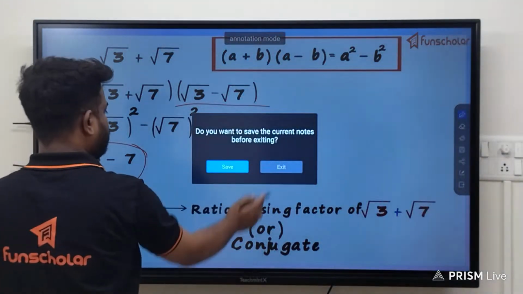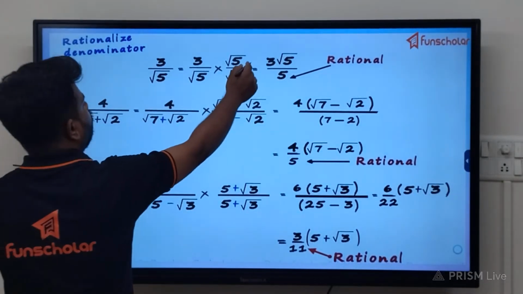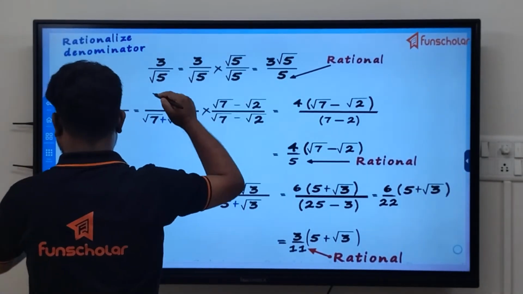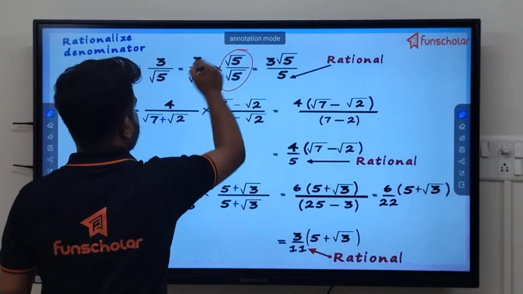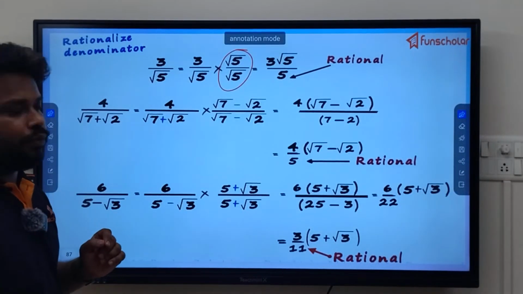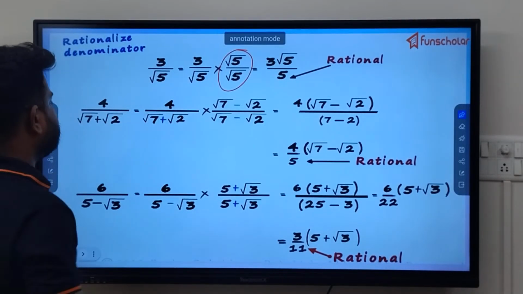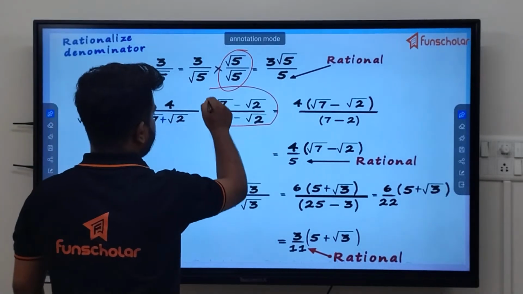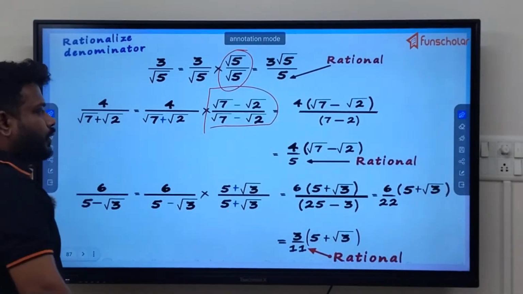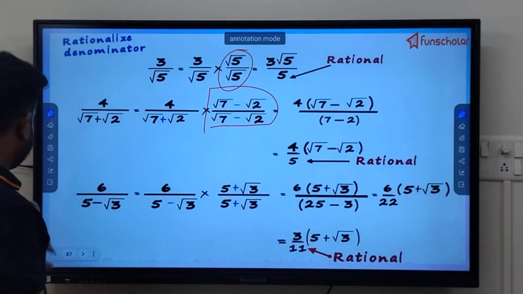Okay, the next one. For rationalizing the denominator, the conjugate of the denominator will get multiplied in both upper and lower positions, so the denominator will be a rational number, just as we have discussed. These all will be like this. This is the conjugate, and we will be multiplying both upper and lower positions to make it like this.